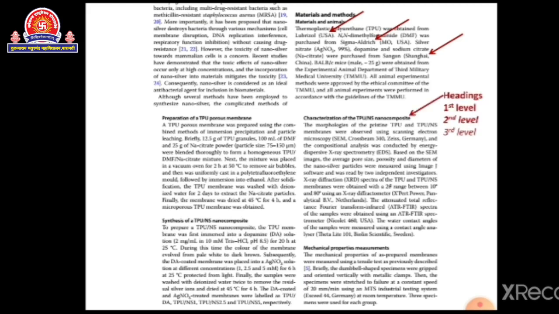Likewise, these are the heading labels. As I mentioned, these heading labels may be first level, second level, third level. If there are three heading labels, then the first level heading can be written in bold, the second level heading in bold italics, and the third level heading in only italics. This is just to differentiate the different headings.